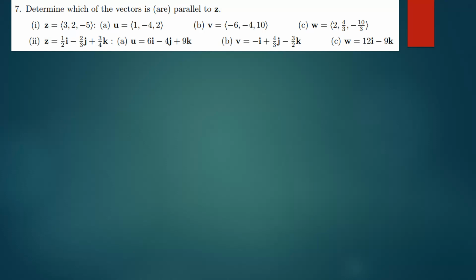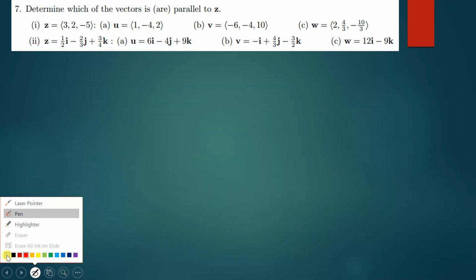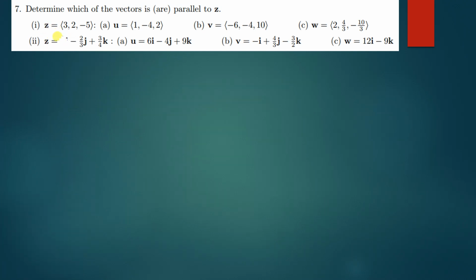Alright, so this is the question here. The question says determine which of the vectors is or are parallel to Z. So in the first case there, Z has been given. But before I start solving this, let me explain what parallel vectors are.